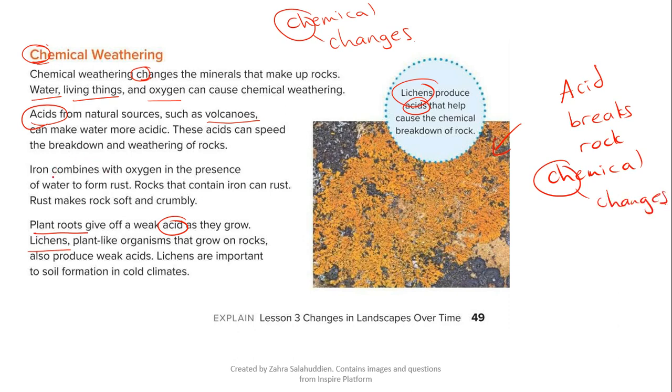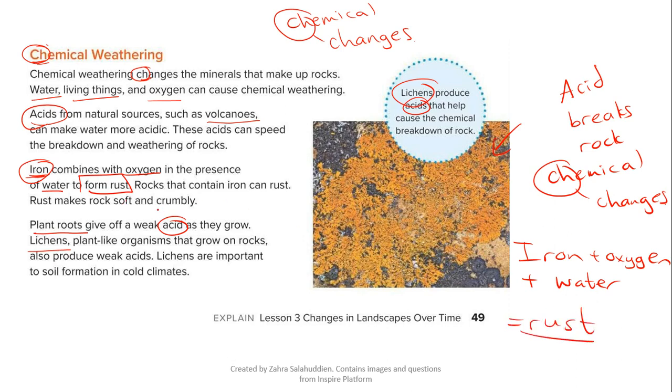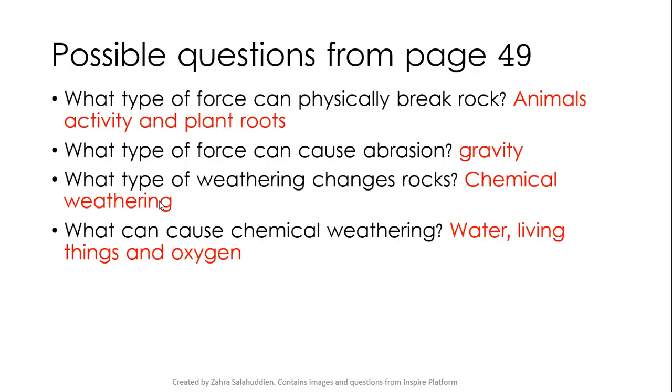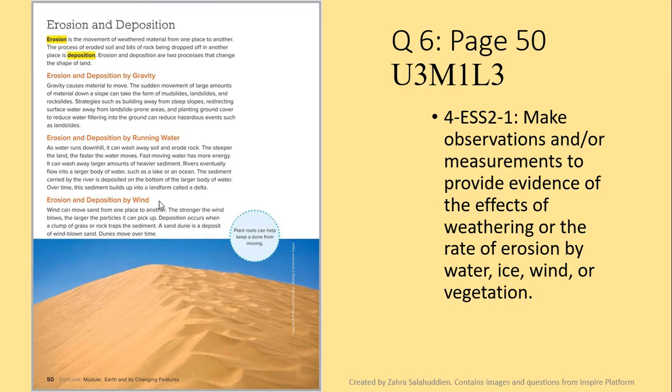The other thing that can also break the rock with chemical weathering is iron. Inside of rock, some rocks have iron. It's a mineral. And this iron joins with water and oxygen. So it joins with oxygen and water and forms a new thing called rust. Rust is very crumbly and soft, and this breaks the rock. You may pause the video and review the questions on page 49.